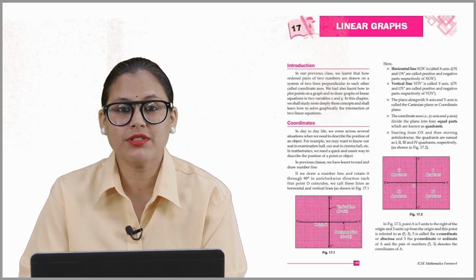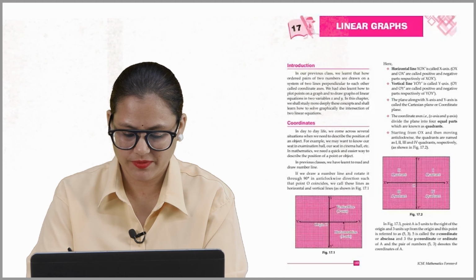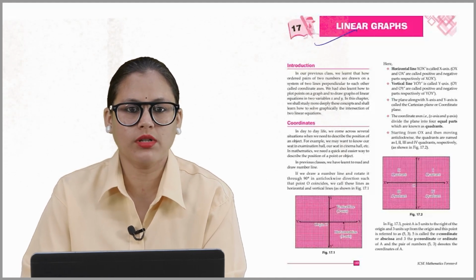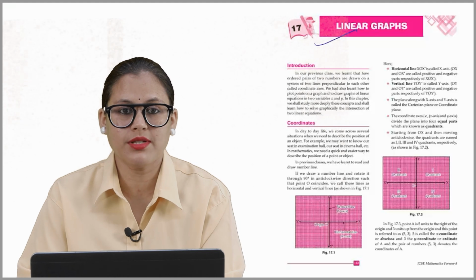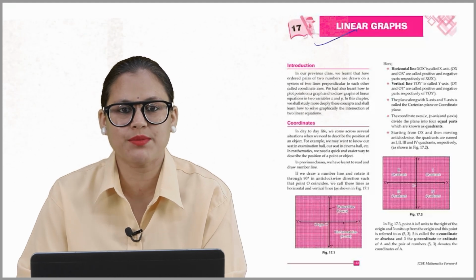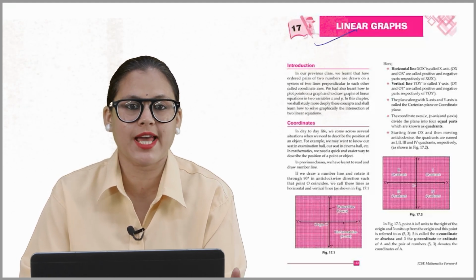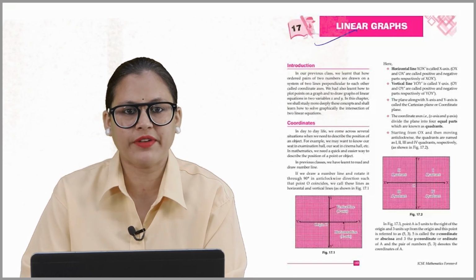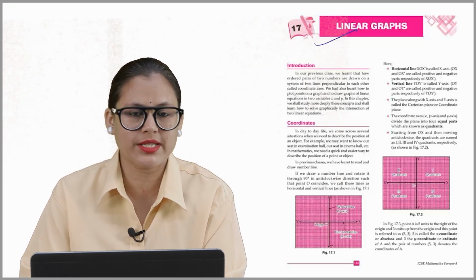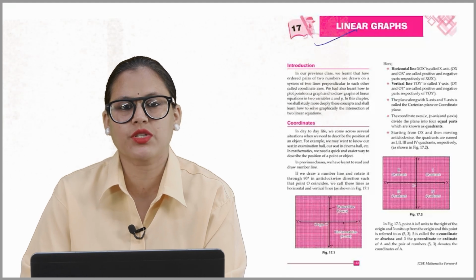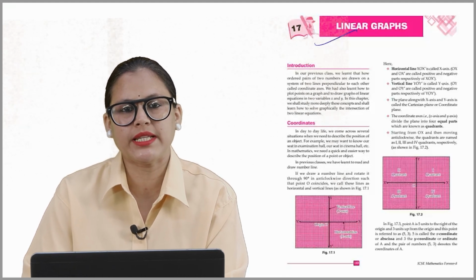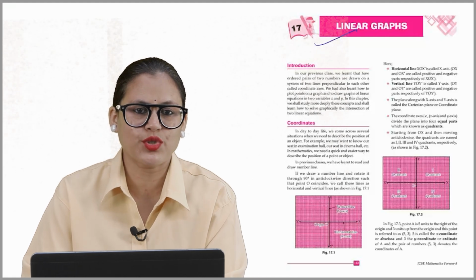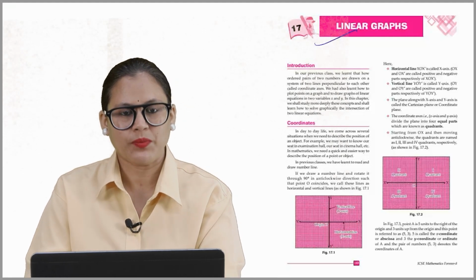Let's start today's chapter, linear graphs. Introduction. In our previous class, we learned how ordered pairs of two numbers are drawn on a system of two lines perpendicular to each other called coordinate axes. We had also learned how to plot points on a graph and to draw graphs of linear equations in two variables x and y. In this chapter, we shall study more deeply these concepts and shall learn how to solve graphically the intersection of two linear equations. Okay? Coordinates.